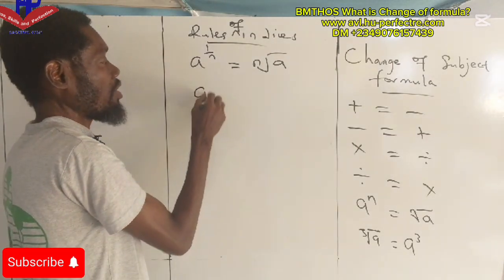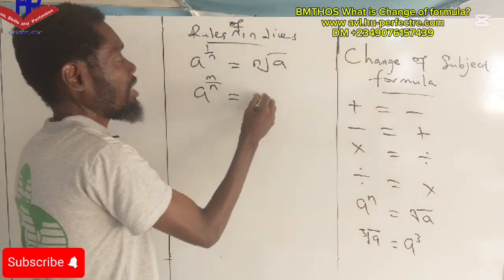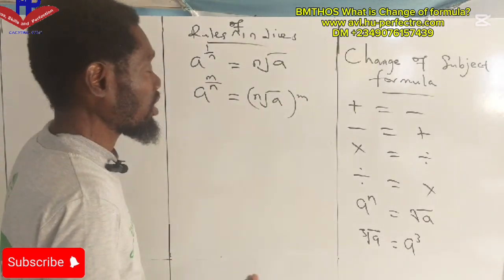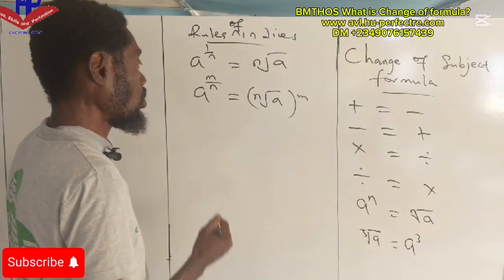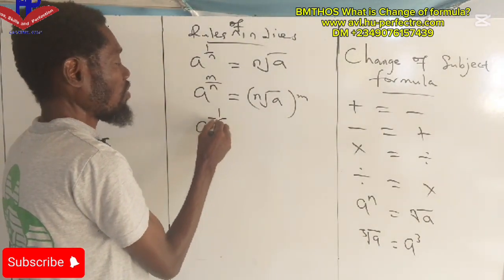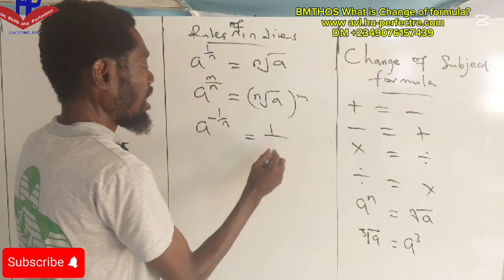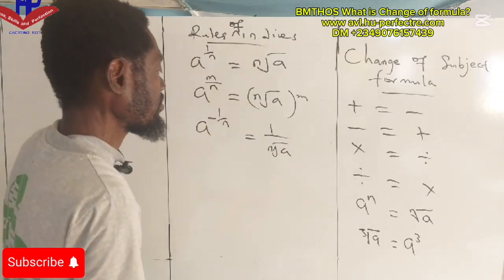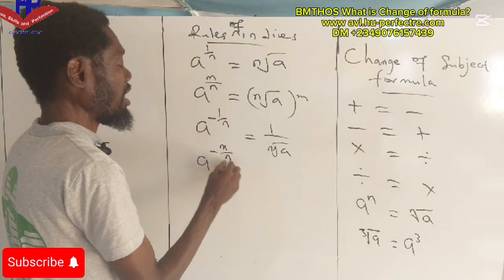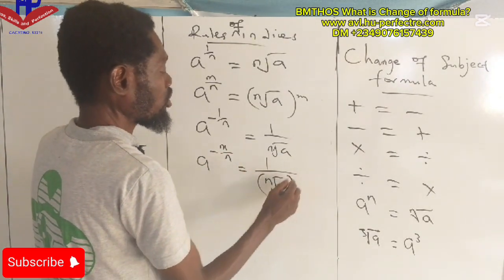And so when you have a raised to power m over n, this is also interpreted as the nth root of a all raised to power m. These are some basic rules of indices that you need to really know. When you have a raised to power minus 1 over n, that becomes 1 all over the nth root of a. If you have a raised to power minus m over n, that becomes 1 all over the nth root of a all raised to power m.